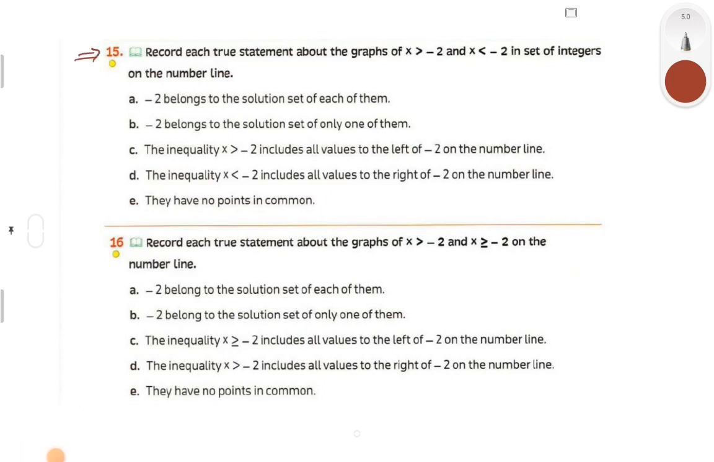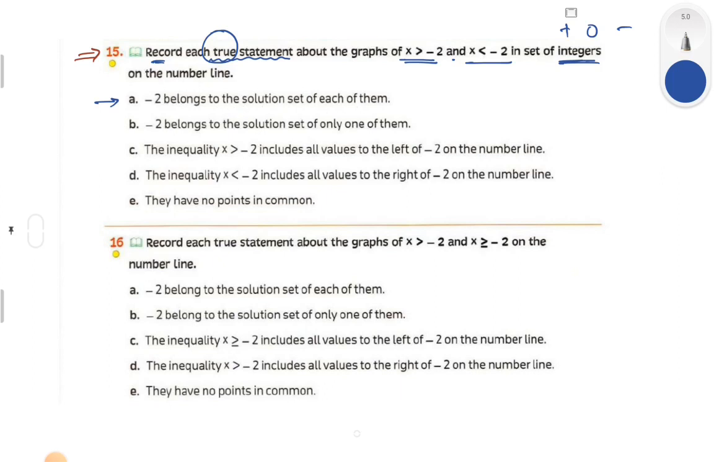Number 15. Record each true statement. We have many statements, choose the true ones. About the graphs of x greater than -2 and x less than -2 in the set of integers, just positive or negative or 0 on the number line. A: -2 belongs to the solution set of each of them.